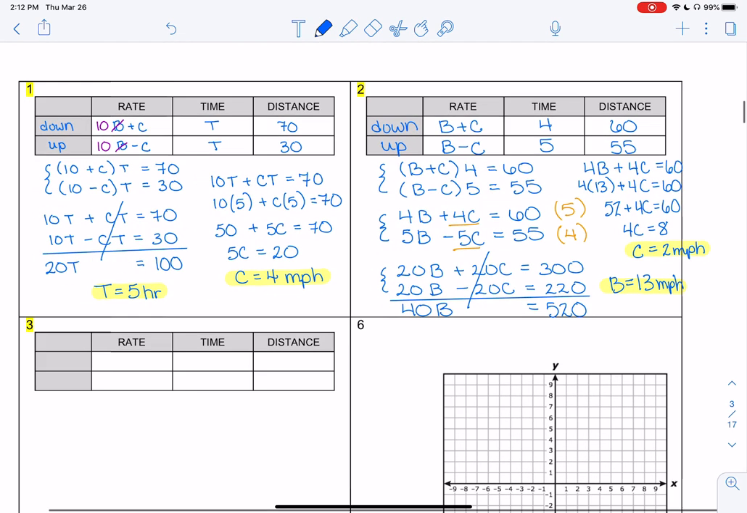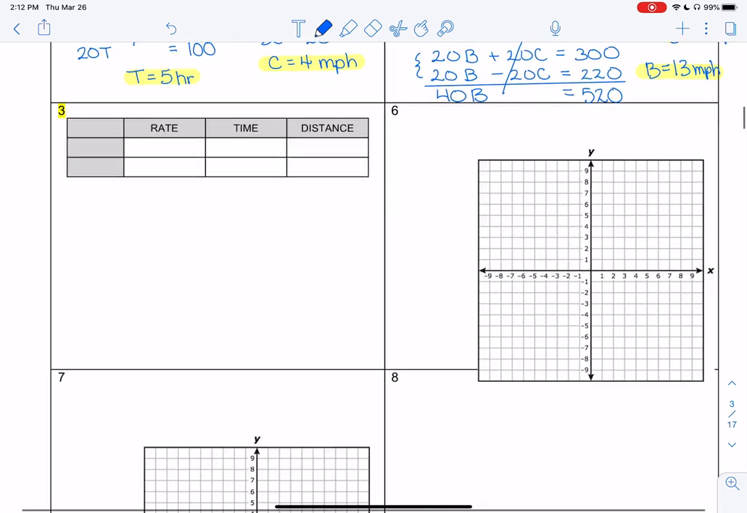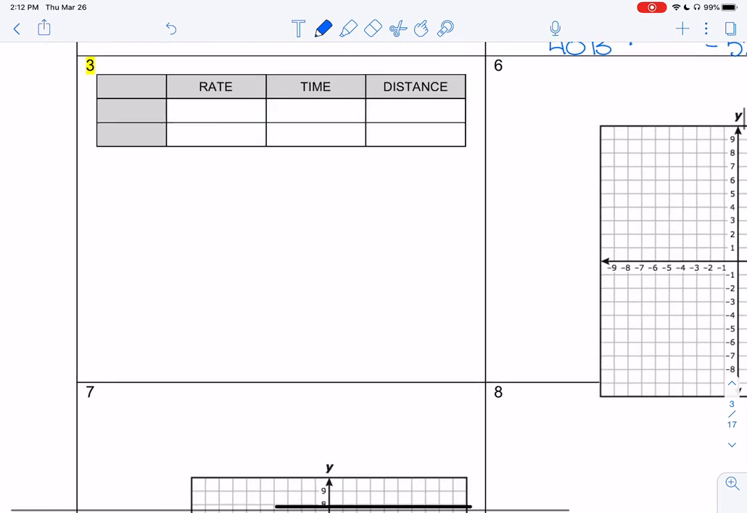All right, and our last one, question 3. The water in the Kern River flows at 7 kilometers per hour. A speedboat can go 21 kilometers upstream in the same time it takes to go 35 kilometers downstream. How fast can the boat go in still water?